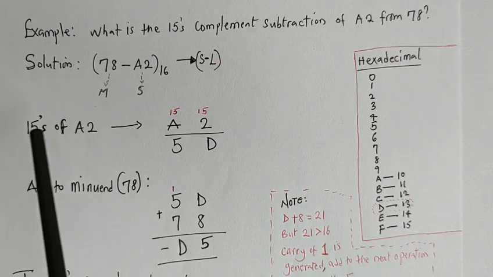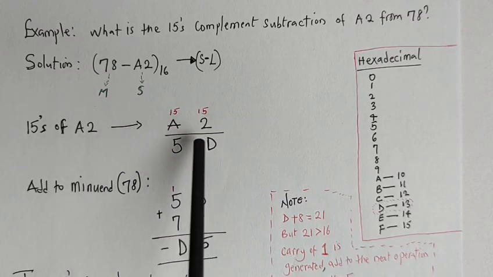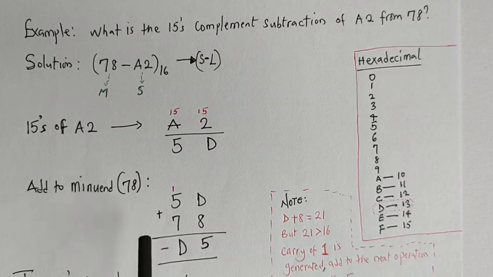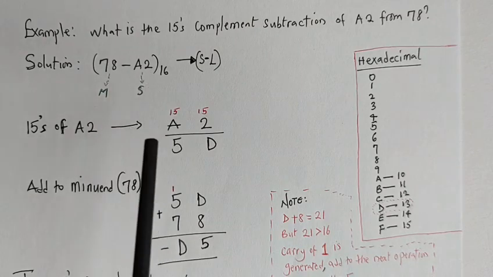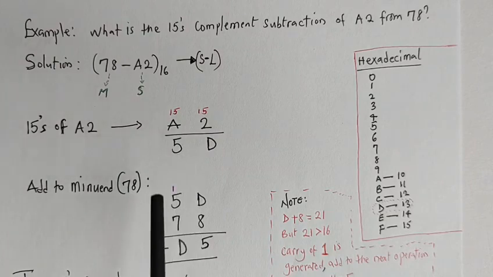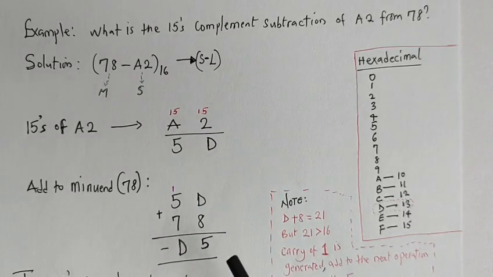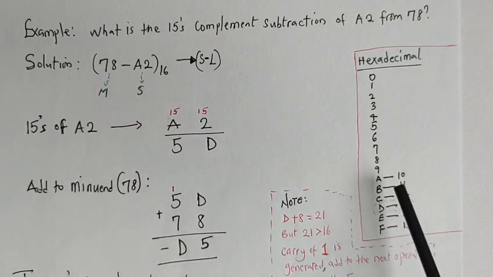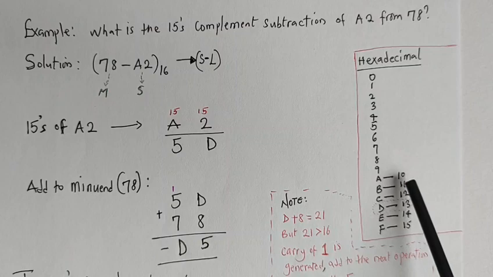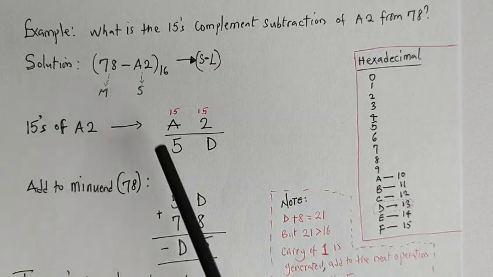So when we take the 15th complement of A2, what we're doing is subtracting each and every digit in this subtract n from 15. Why 15? Because 15 is the highest number in the hexadecimal number system. So this is the rule. Let's start from the right hand side. 15 minus 2 is going to give us 13. We can't directly write 13, we have to write D. Then 15 minus A, which is 10, gives us 5. So our result for the 15 complement of A2 is 5D.